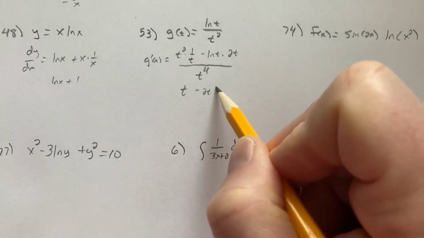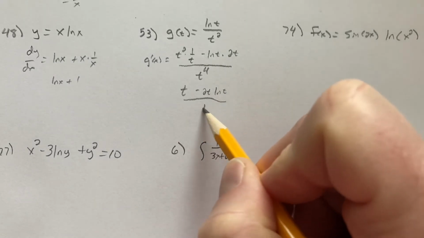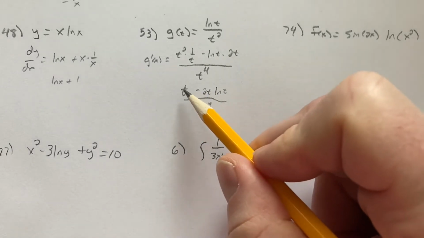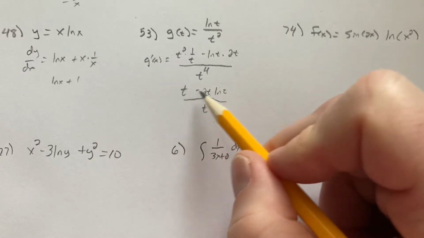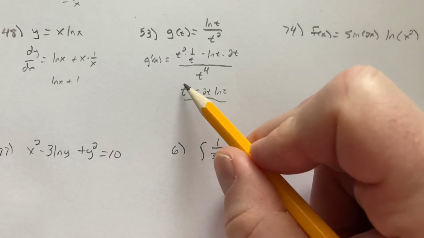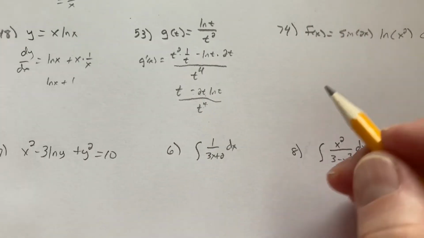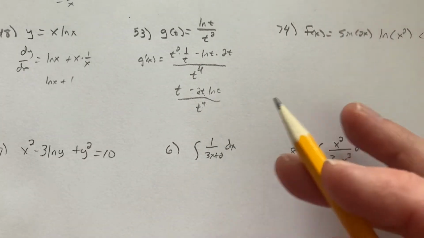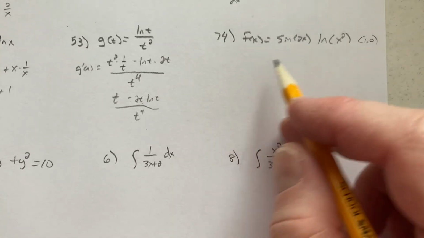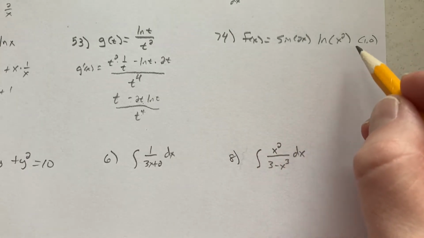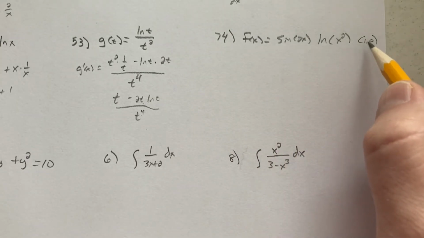I'll bring this 2t in front. And if you wanted to go one step further, you could take a t out of the top and let it cancel one of these, so it'd be 1 minus 2 natural log t over t cubed. That'd be another idea.